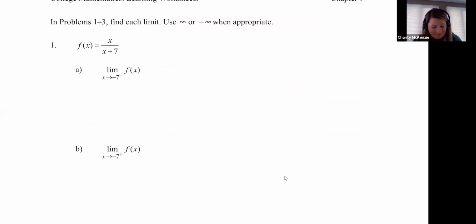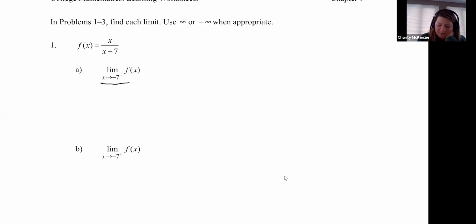Now, remember, we have this idea of coming in from the left, coming in from the right, because we want to know where it is headed. We don't really care, until we talk about continuous functions, where the value is. Okay, so let's look at this one. This one's coming in from the left.